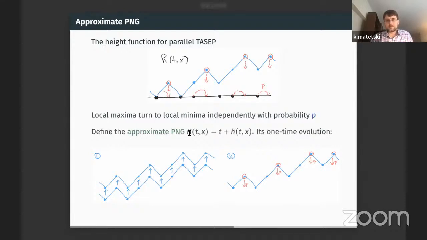And then I define a new function capital H, which is simply T plus the height function for the parallel TASEP. So the one step evolution of this new function H, I call it approximate PNG because this is the one which gives us PNG in the limit. So the one step evolution of this approximate PNG is the following. In the first step, the height function makes just a unit shift up, everything is shifted up. And then after that, each local maximum tries to turn into a local minimum with probability P.